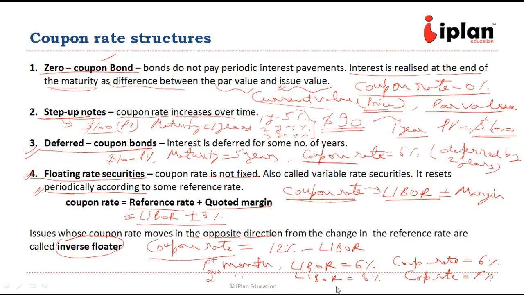Similarly, if in the next month LIBOR moves to say 3%, the coupon rate is going to be 12 minus 3, which is 9%. So if the LIBOR goes up, the coupon rate comes down. If the LIBOR comes down, the coupon rate goes up. So this is the case of inverse floater, since the coupon rate is moving in opposite direction from the change in the reference rate. Now let us take a few examples.